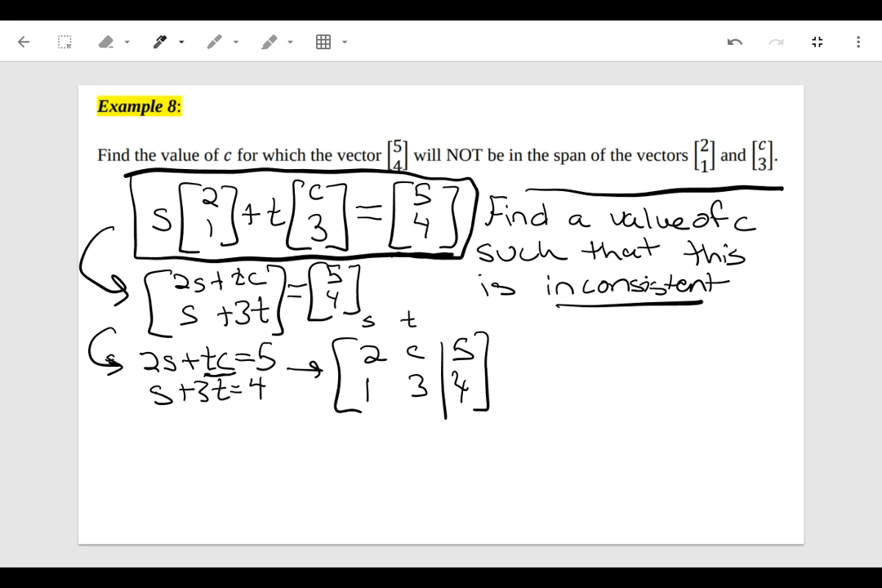So now we should row reduce this thing and then evaluate what C would have to equal for this to represent an inconsistent system. So the first thing I would do is swap row 1 and row 2, get that 1 up in the top left corner. You know, that always tends to make things run more smoothly. Okay, so this will be 2, C, 5. And then I want to get a 0 in this position here. So I would do -2 times row 1 plus row 2.